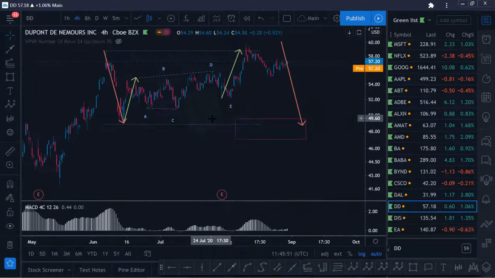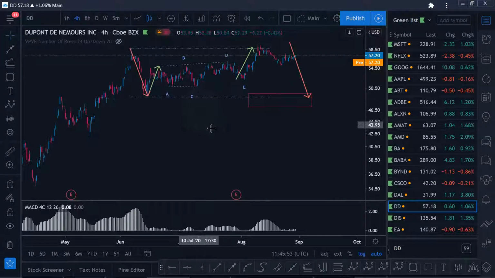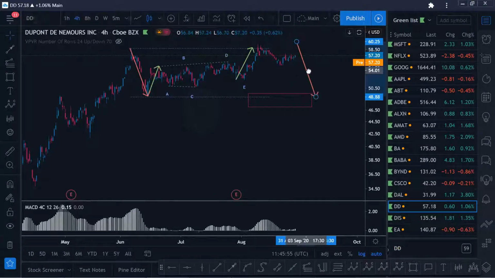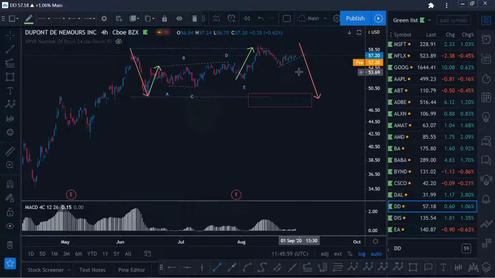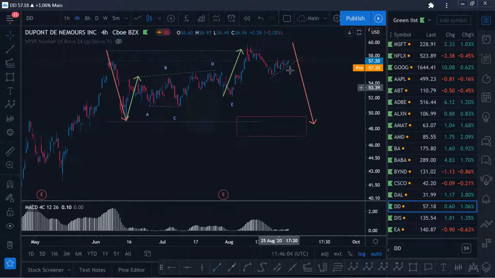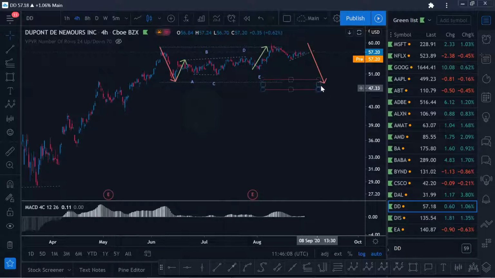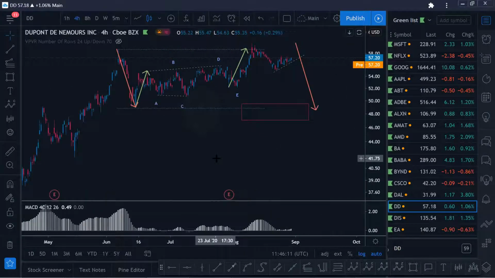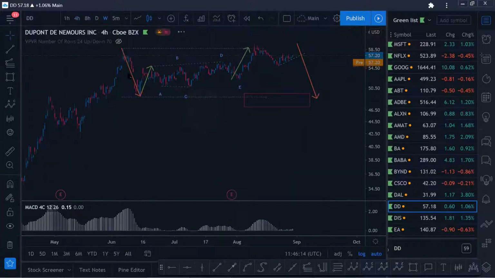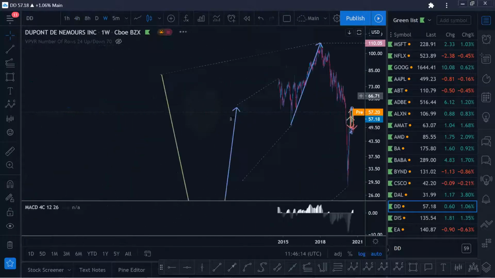DuPont, not going to go into details of this one. You can look at the past videos, but it's all playing out exactly as we've said. We're looking for this move lower. We're getting some choppiness down towards that 48 region. Nice little flag potential trade to the downside. But really what we're looking at is to load up on the stock at this 47 region to hold for a multi-year hold, probably, given the larger degree structure that we're looking at.